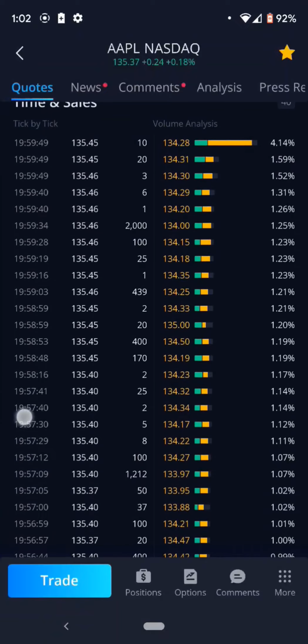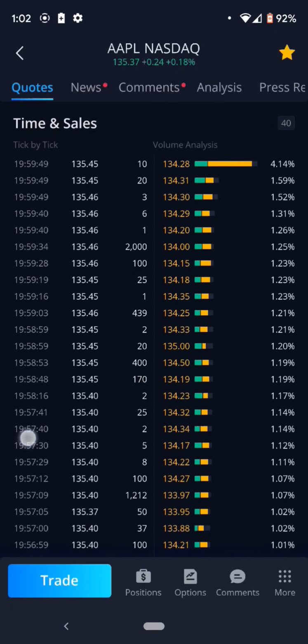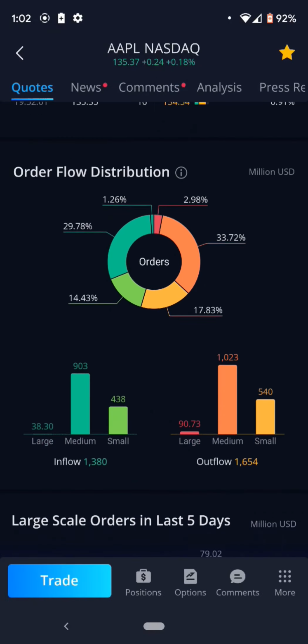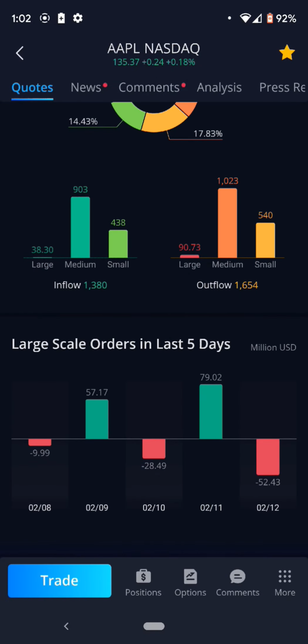Also shows you order flow distribution, inflow, outflow. They even segment it based on the order size. This is really helpful information. The large-scale orders in the last 5 days, you can interpret a lot based on what people are buying and selling in large quantities, right? As opposed to just a couple of shares. If people are buying 10,000 shares of Apple or selling 10,000 shares of Apple, $52,000 million worth of Apple, maybe that's noteworthy.